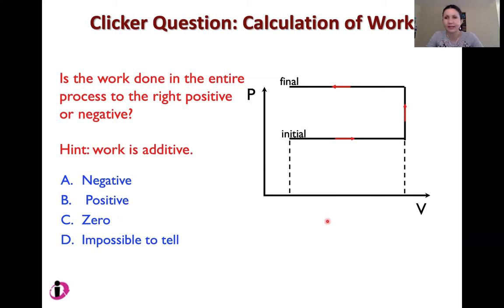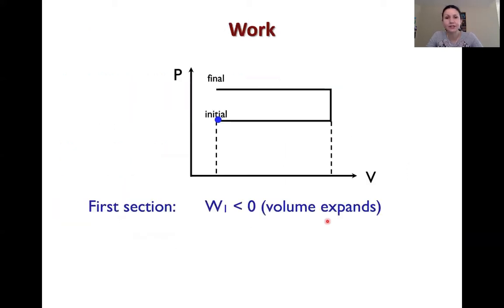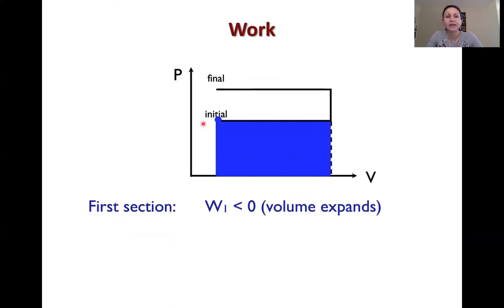Let's take a look at the answer. The answer turns out to be positive. Let's look at this step by step. In the first section, we have an expansion. When we have an expansion, delta V is positive, work is negative. So this is negative work.